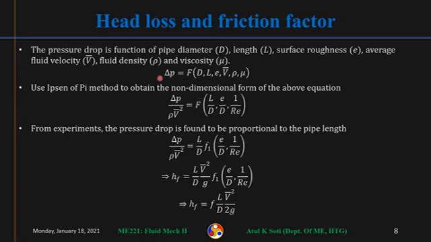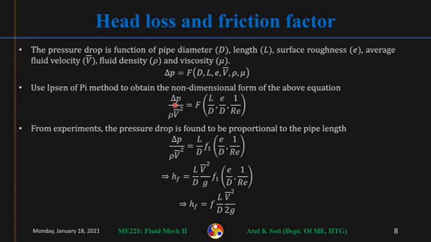Then using our dimensional analysis knowledge, there were two methods by which we could non-dimensionalize this expression: the Pi method or the Rayleigh method. You can use any method, and it is an exercise for you to non-dimensionalize this. When you finally non-dimensionalize this expression, this is what you'll get: delta P by rho V average squared is equal to a function of L by D, E by D, and Re. This is the non-dimensional pressure drop occurring across the pipe.